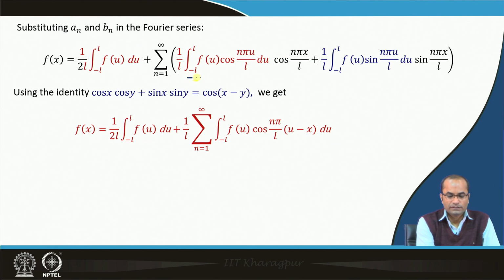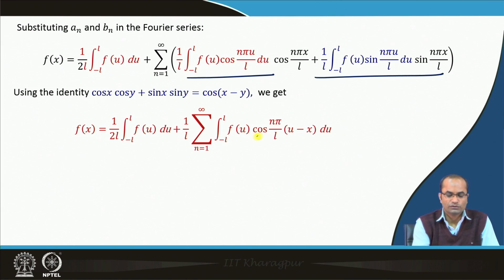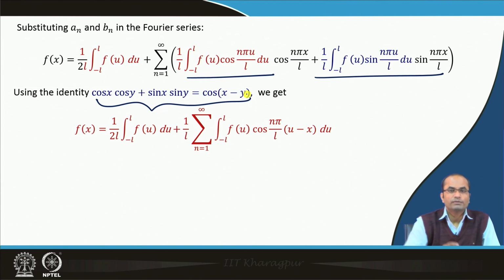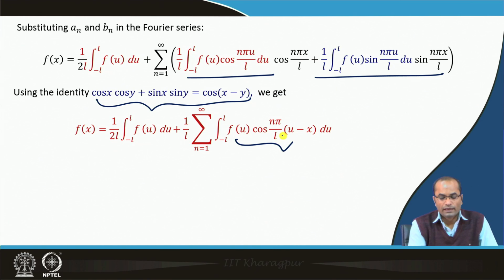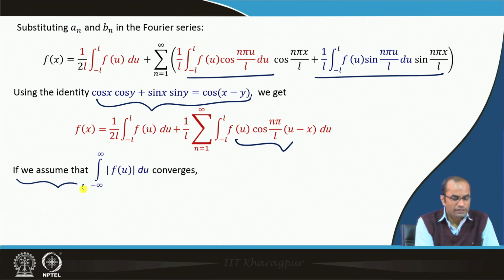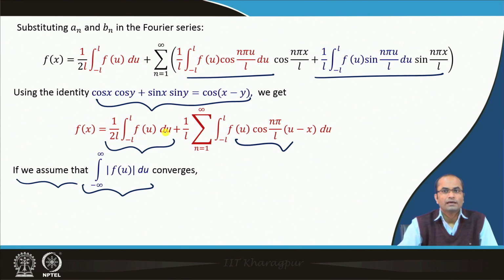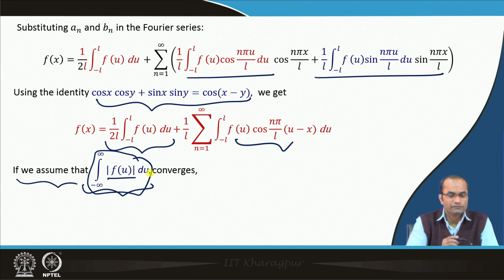So, we have clubbed these two, we have joined these two integrals into one, and then using this trigonometric identity we have written this f(u) cos of n pi over L times (u minus x) du. So, now we assume that this f(u) du, so basically we are talking about this first integral, and we are assuming that this integral converges indeed with the absolute value, then what will happen now.